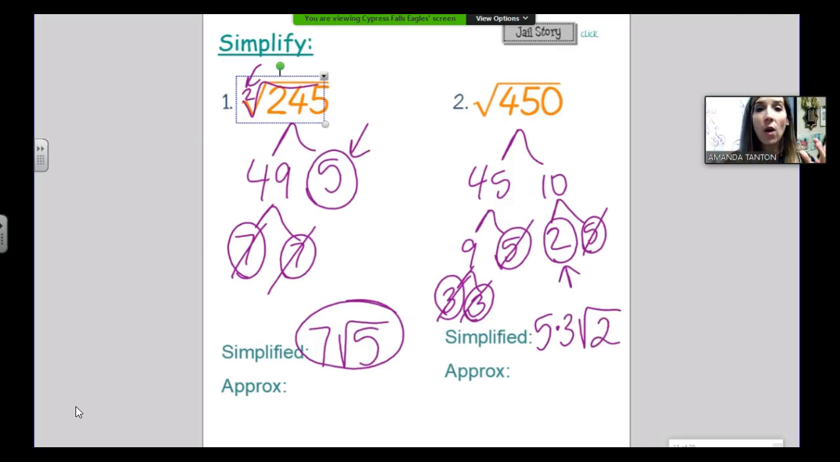Now, when more than one number escapes, or more than one number is stuck in the radical, you multiply them back together. Because think, when we separated this, was that 45 plus 10, or was that 45 times 10? Times. I have students ask me all the time, do I add them back together or do I multiply them? Well, if you pull them apart with multiplication, you better put them back together with multiplication, okay? So the final simplified answer is 15 root 2. Factor treeing, okay?